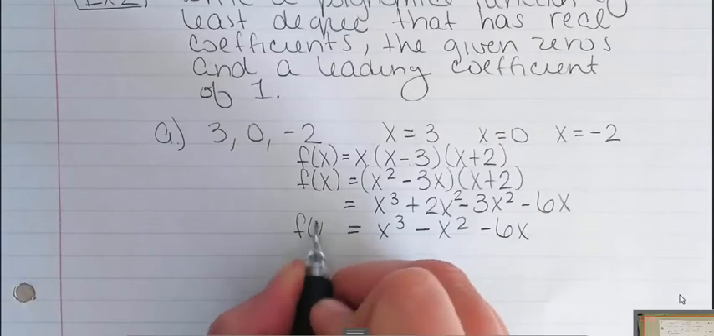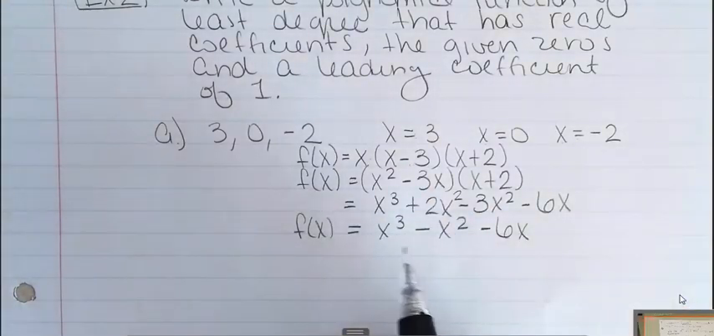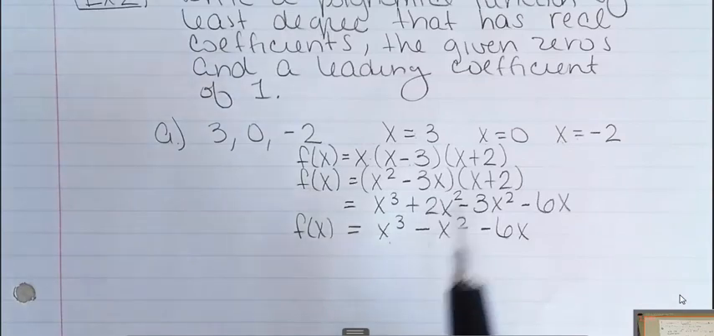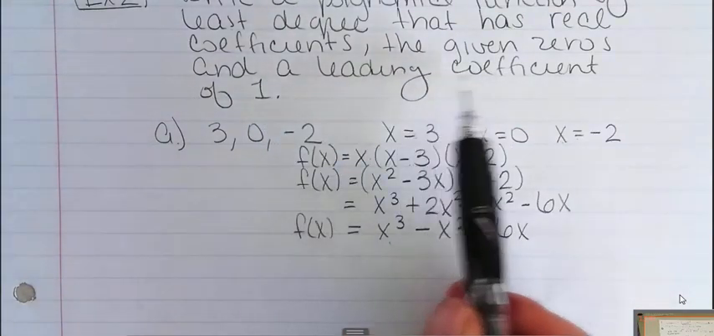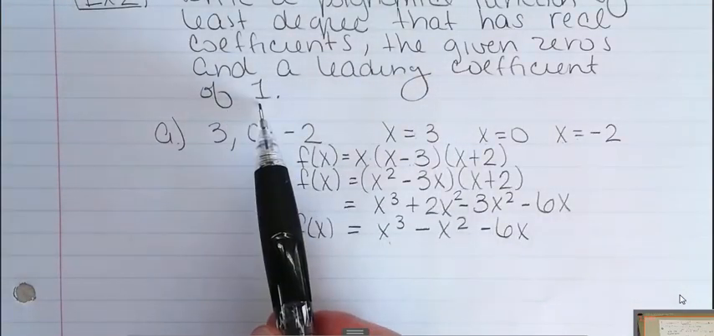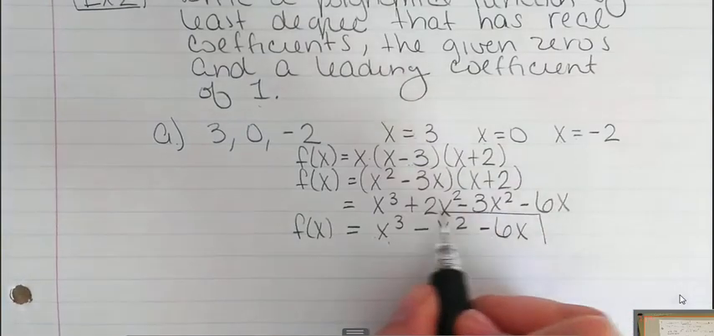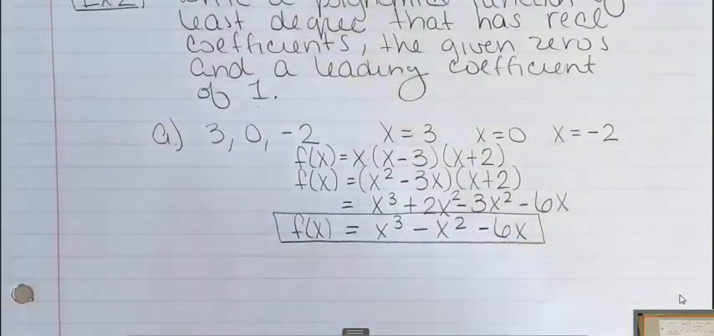That's going to be my polynomial. Let's see, it's got the least degree possible, x cubed. It's got a leading coefficient of 1. And it's got real coefficients. So every single coefficient is a real number. So that would be my final polynomial. Let's do one more of those.